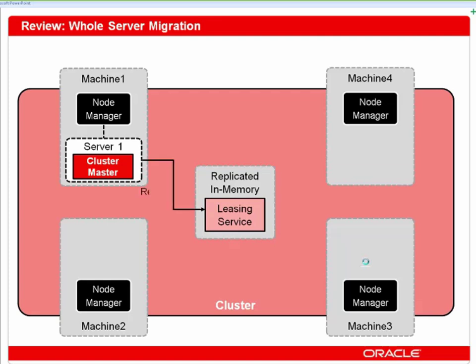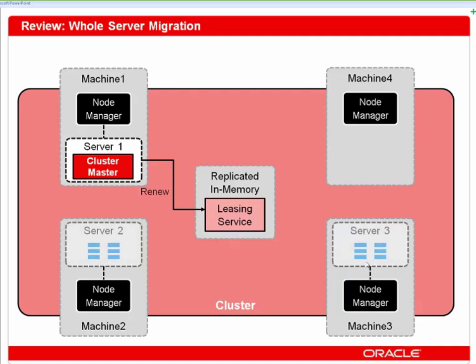And because it's also a member of the cluster, it contacts the leasing service and renews its lease with a timestamp that it has to periodically update, which is used to determine if the server is available or not. Other servers in the domain also start and contact the leasing service and update their leasing information with their timestamps.